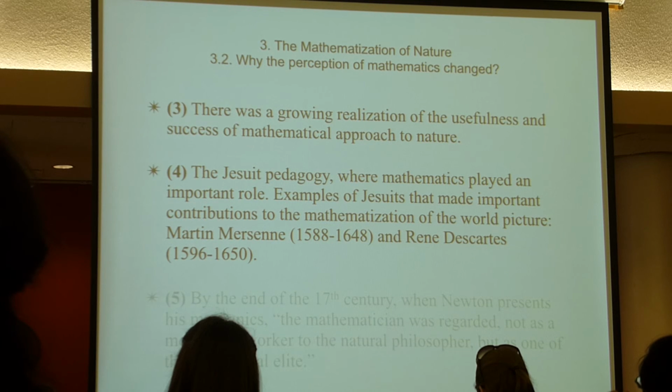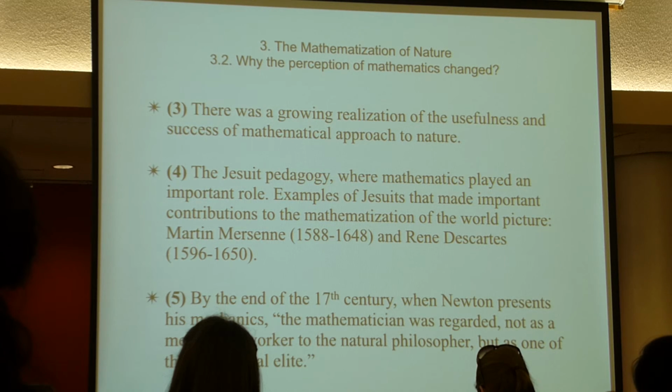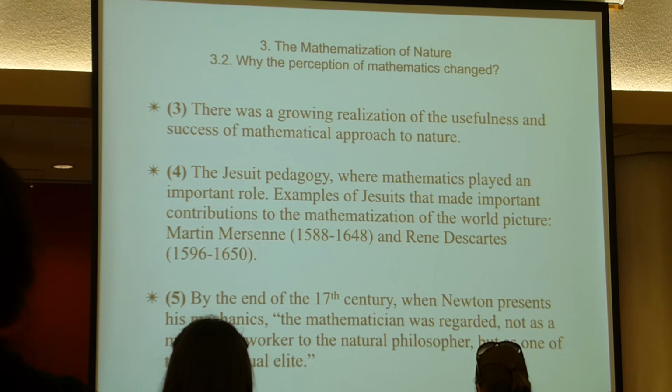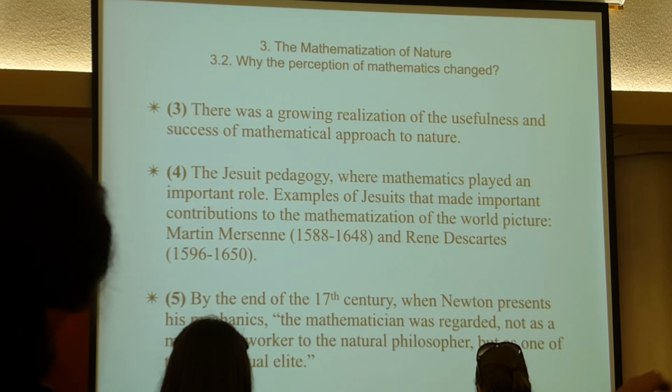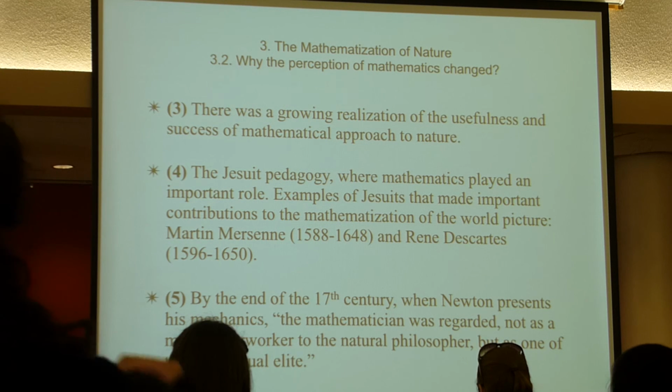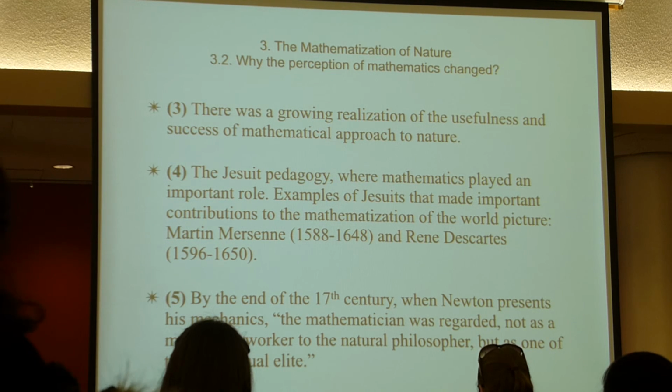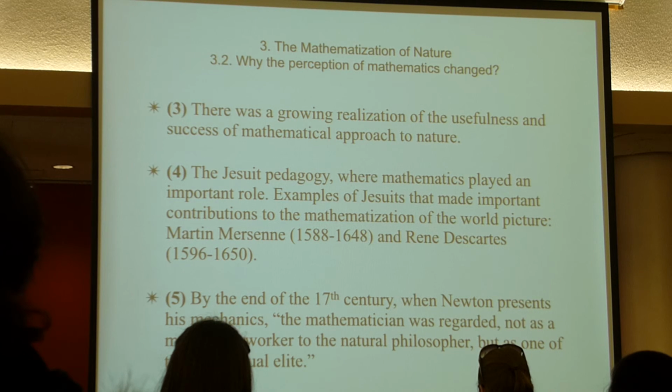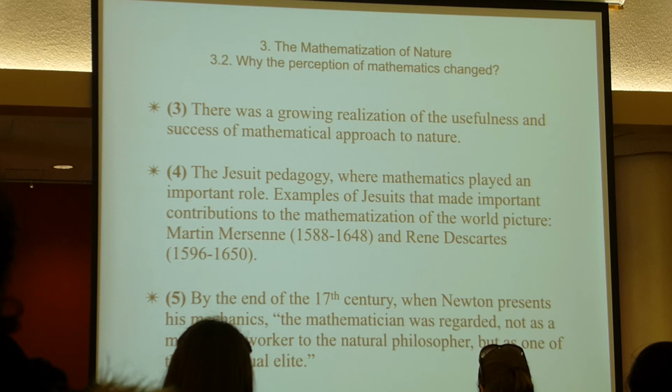Okay. This is actually not the point, but it should be the conclusion. The conclusion is that by the end of the 17th century, when Newton presented his mechanics, mathematics was regarded, as in the book, chapter 3, Henry, not as a mere underworker to the natural philosopher, but as one of the intellectual elite. Obviously, if you are part of the intellectual elite, your subject becomes much more important.